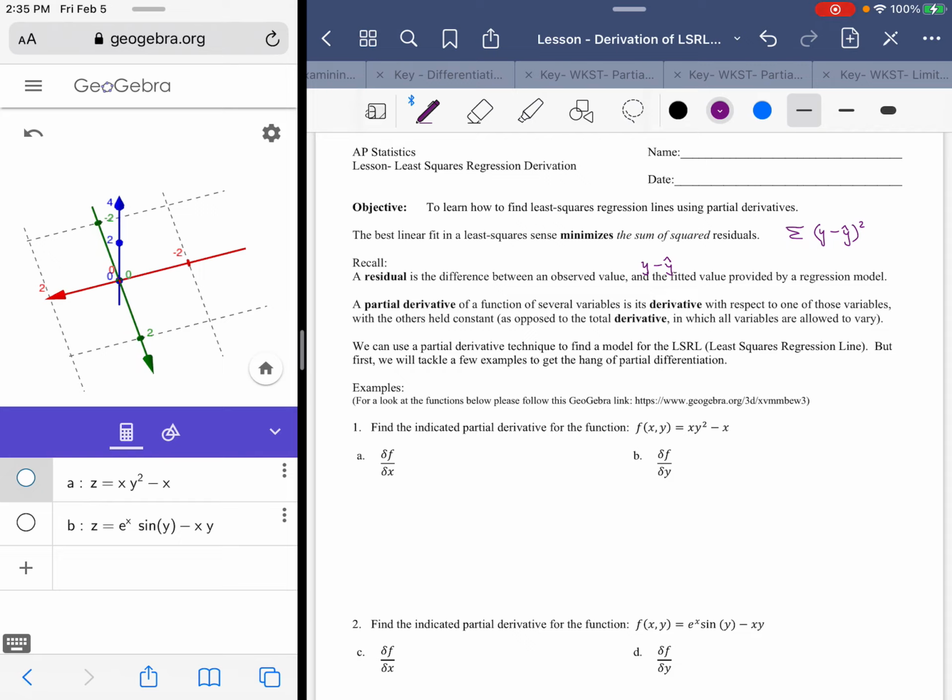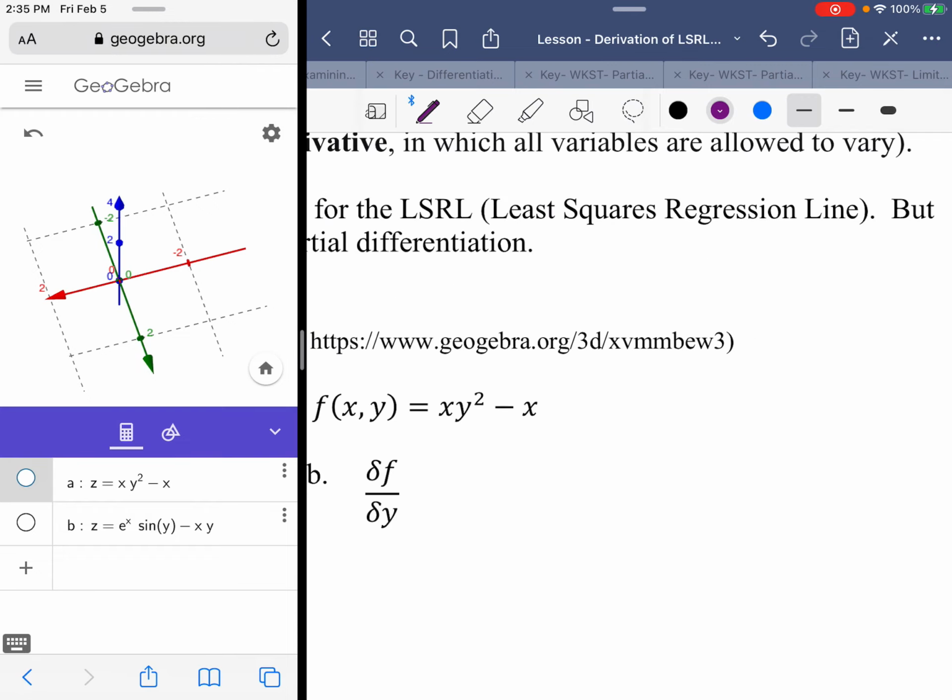So in that first example, it says find the indicated partial derivative for the function f of x, y, f of x comma y, which is a function that's not only in terms of x, but also in terms of y, that is equal to xy squared minus x. What it's indicating for us is that both x and y serve as a variable within this function. This would also be known as z equals xy squared minus x.